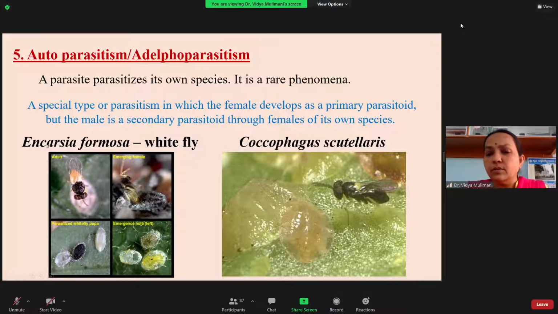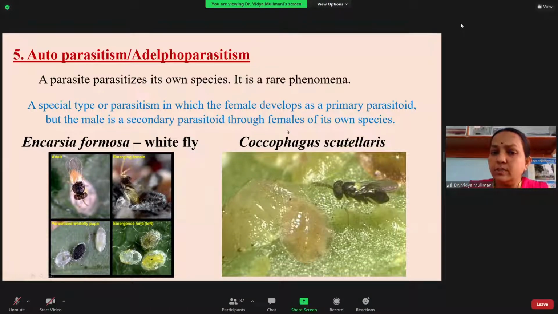Whatever the young ones of its own are there, they will be fed by the male. So that is what you can see here: a parasite parasitizes its own species. It is a rare phenomenon. It is not a common one. In rare conditions, you can see a special type of parasitism in which a female develops as a primary parasitoid. So the female is always beneficial. It is a primary parasite, but the male is a secondary parasitoid through the females of its own species.